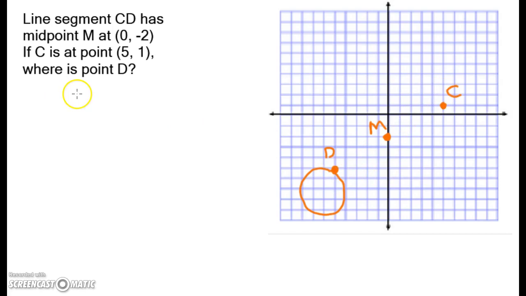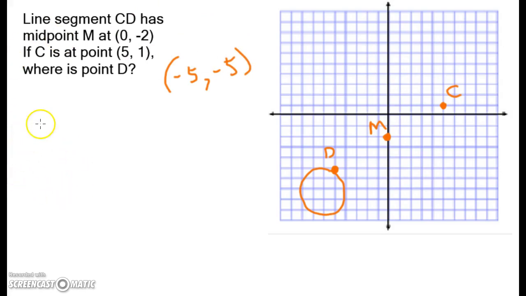And so now it's asking where is point D, which means I need to give it an ordered pair. Well, D is the point -1, -2, -3, -4, -5, and then down 1, 2, 3, 4, 5. So D should be the point (-5, -5). All right, so now let's talk about how to do this algebraically.